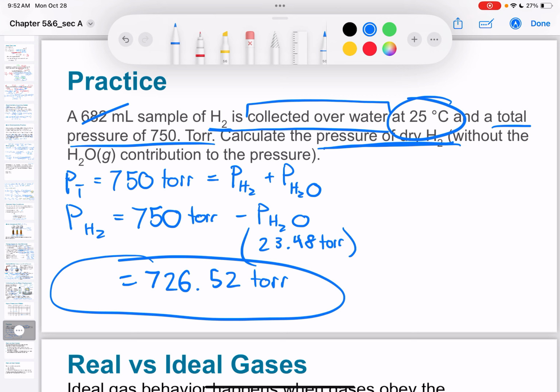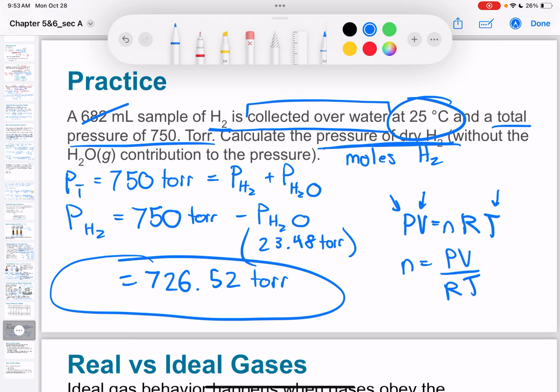Now, we could take it one step further and say calculate the moles of hydrogen, because at this point we have temperature, we have volume, and we now have pressure of H2. So we could actually go ahead and calculate the moles if we wanted to, which is good because in a chemical reaction, that's often what we're wondering about. All right.